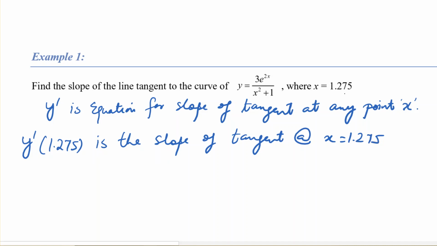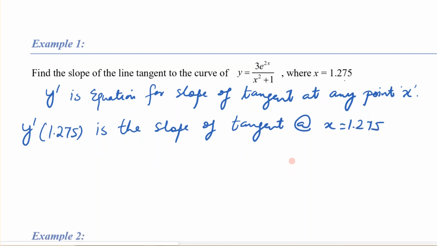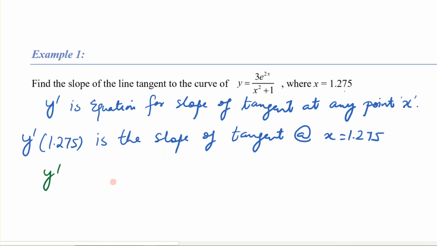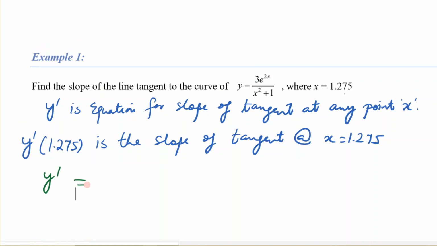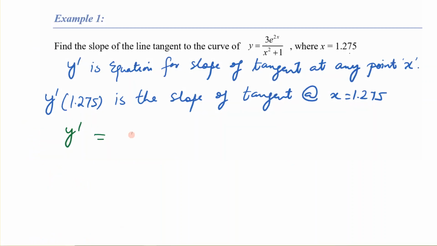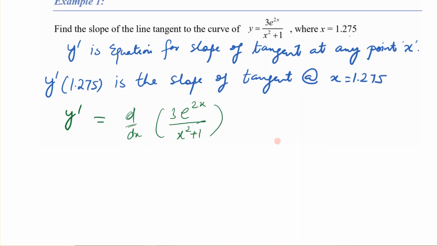In this case, we're going to plug in x equals 1.275. So our first goal is to find the first derivative. The first derivative of our given equation would be the derivative of 3 e raised to power 2x over (x squared plus 1) with respect to x. In this one, we need to apply the quotient rule.